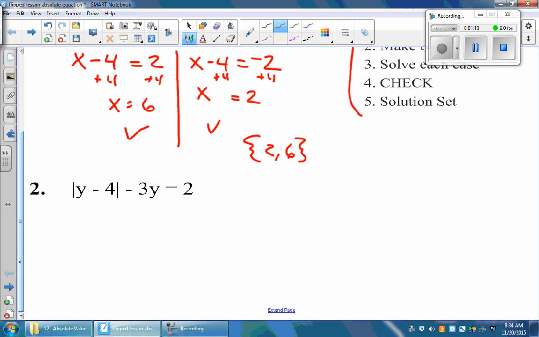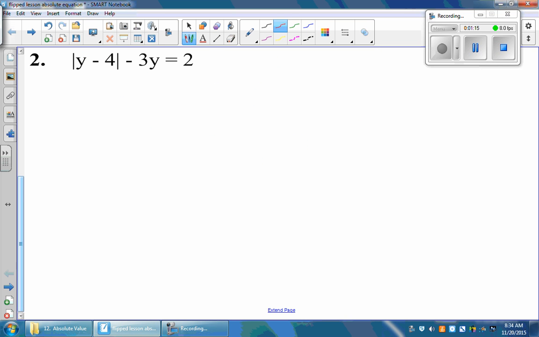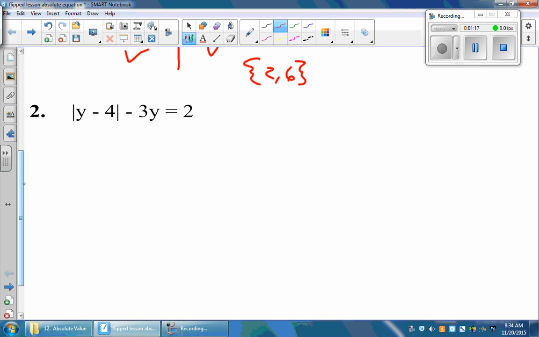Example 2. Back to our steps. We're going to isolate it. So I need to get rid of this first. So absolute value of y minus 4 equals 3y plus 2. After it's isolated, then you make your two cases.